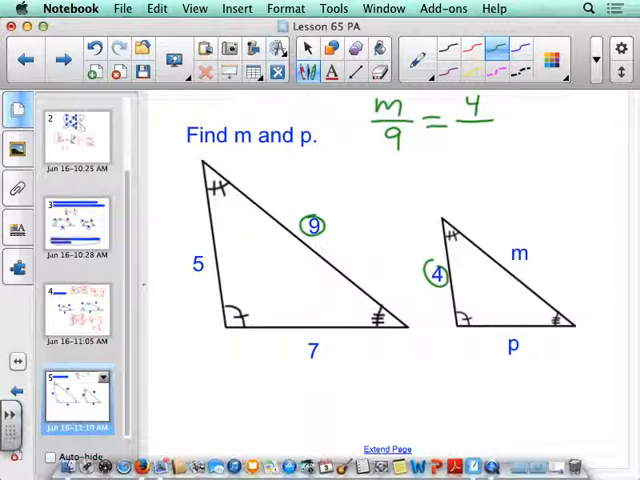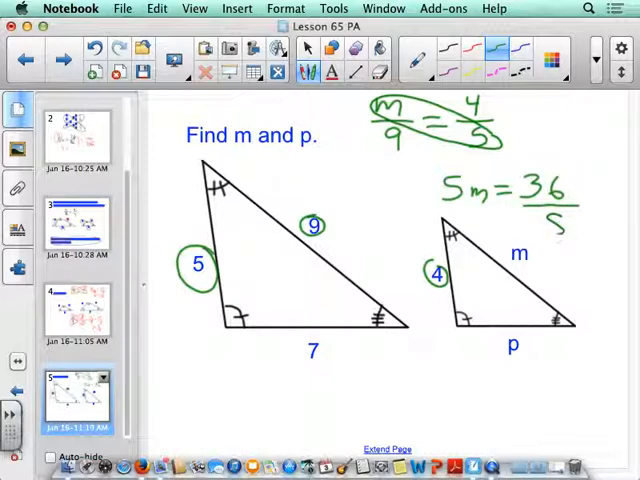Now what length relates to 4? 5. 5m. 5 times m, that's this cross product, is equal to 36. And 36 divided by 5. There's your length for m.